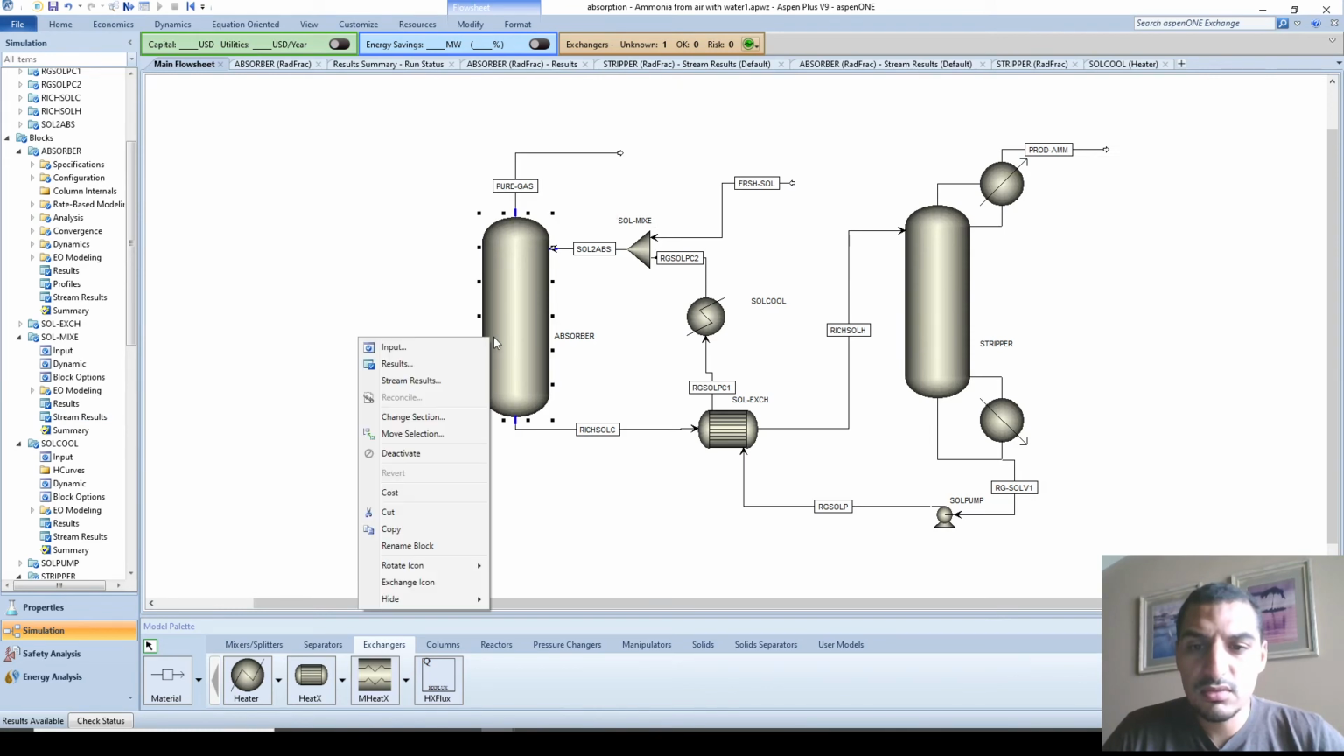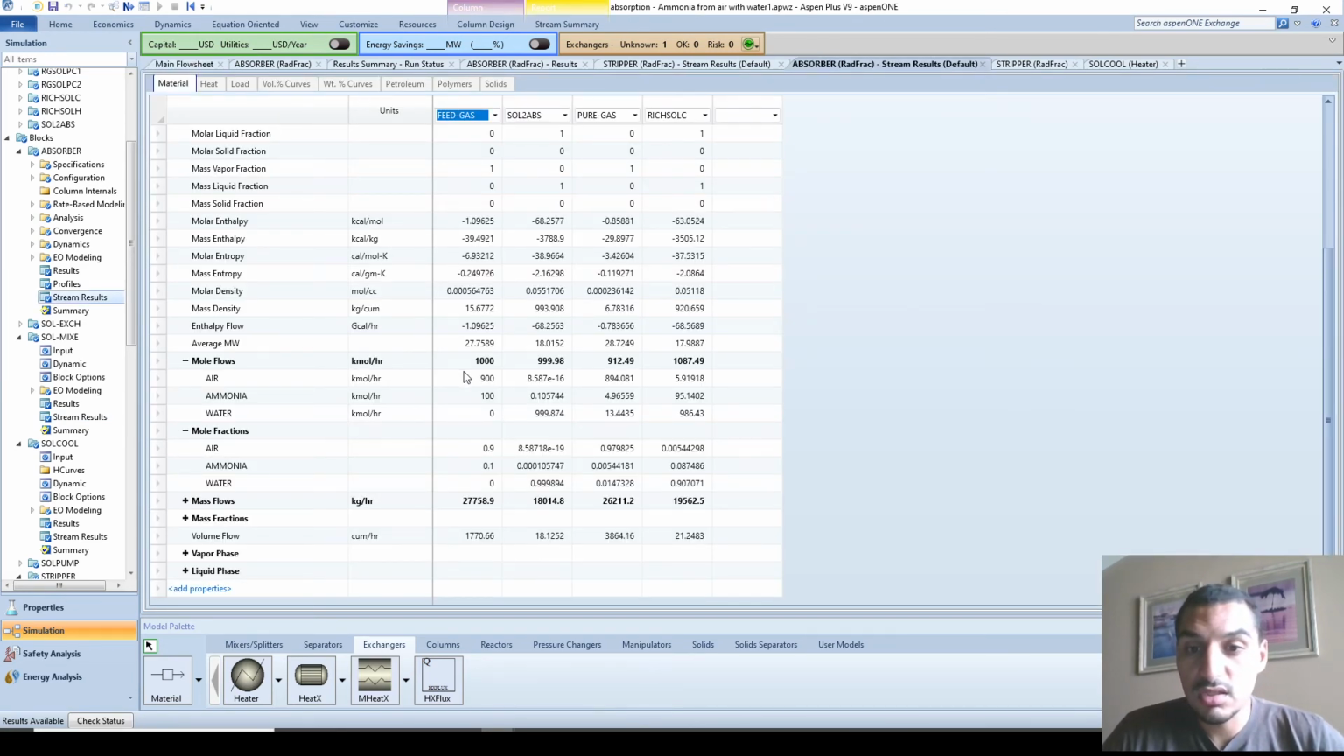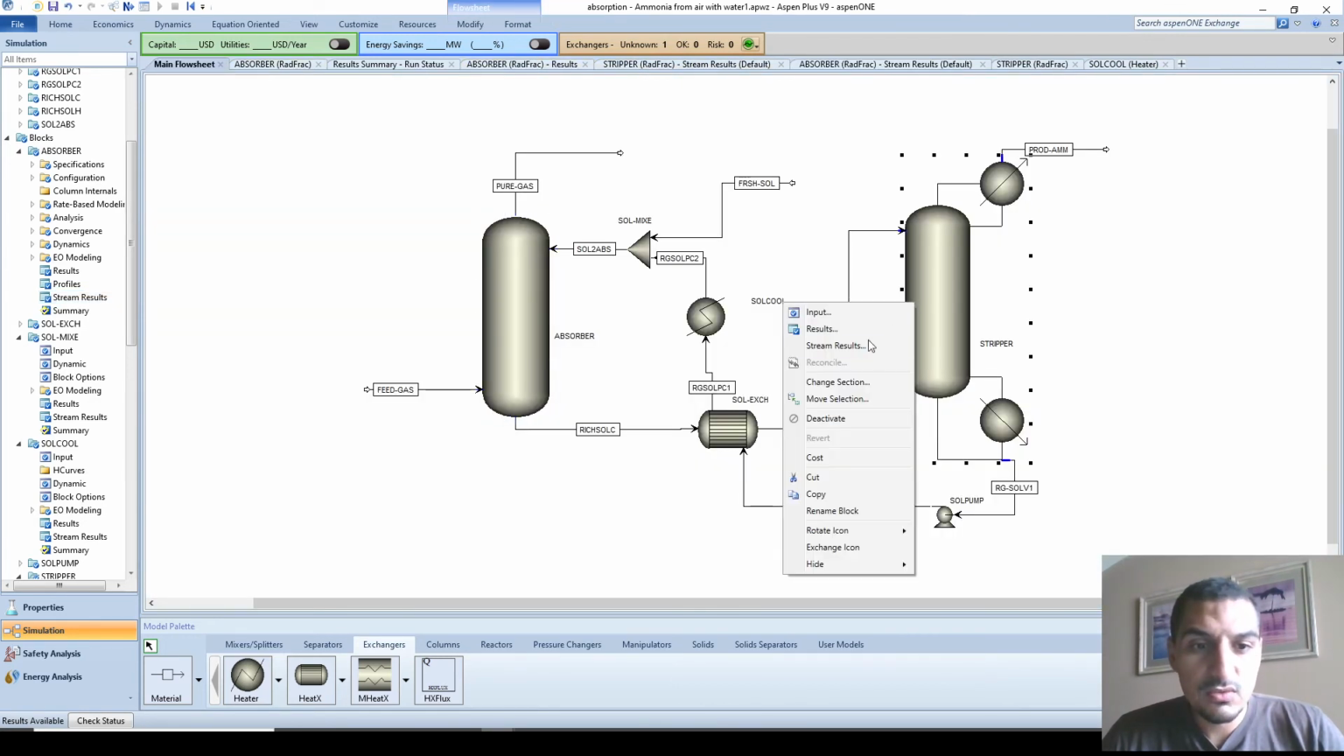And now by looking at the stream results of the absorber, we should find the same outputs that we used to see before. So it's giving the exact same amounts. It's 4.9, which is the exact number. It's 95, so I'm now achieving 95% removal of the ammonia from the air, and the exact amount of water that was lost, 13 kilomoles per hour, in the gas stream.